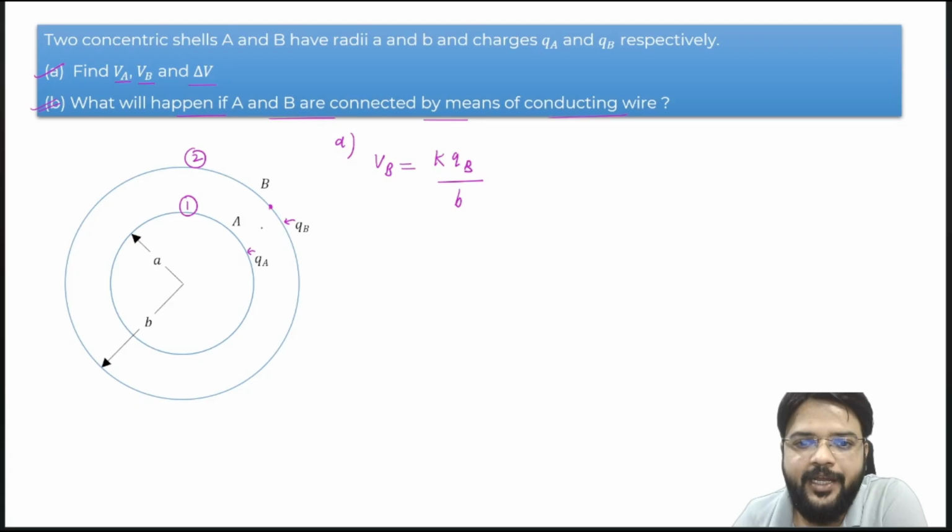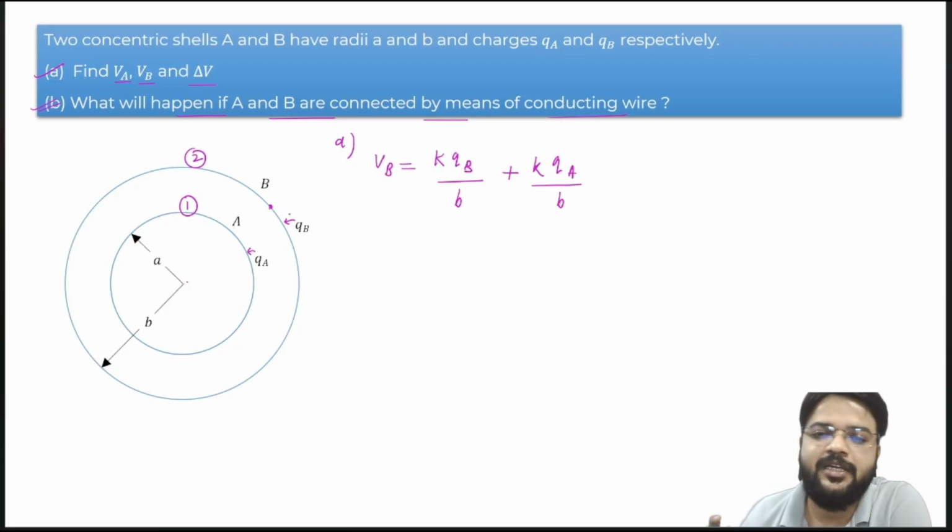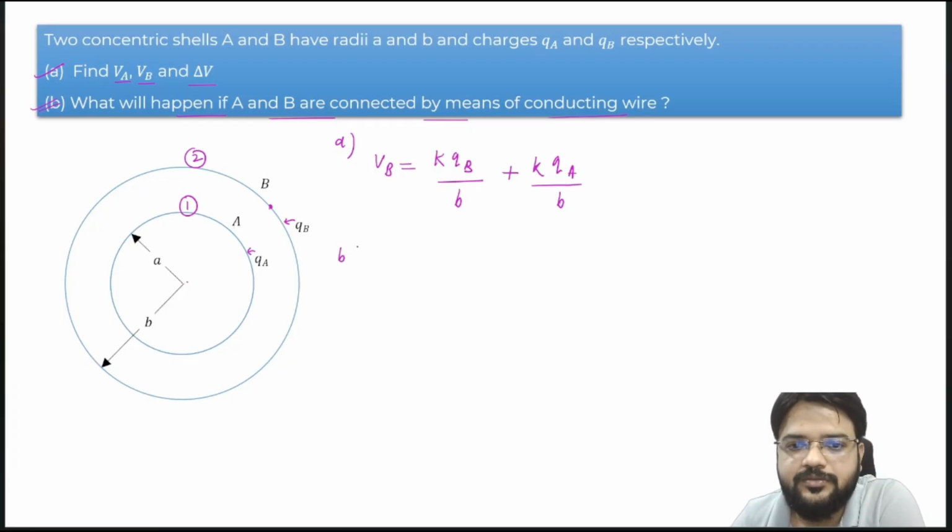Now the potential at B due to this QA charge is K QA divided by B. Right now this point B is present outside of the first cell, correct? So we are assuming the whole charge is present at the center and we are measuring the distance from the center to point B. That's why we are writing B here. So when the point is present outside the cell, we measure the distance from the center. Keep this in your mind. So VB we got it.